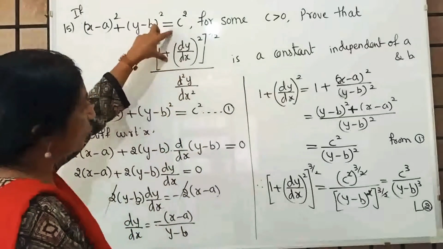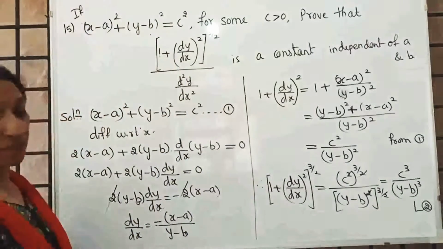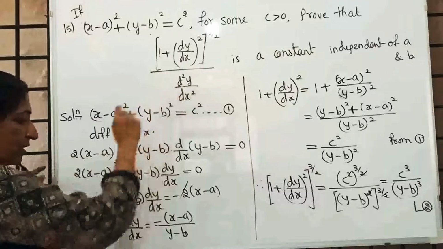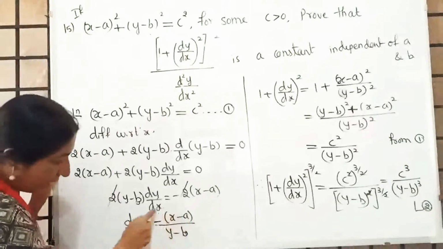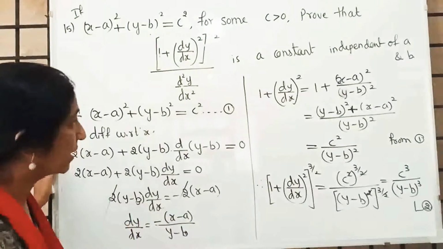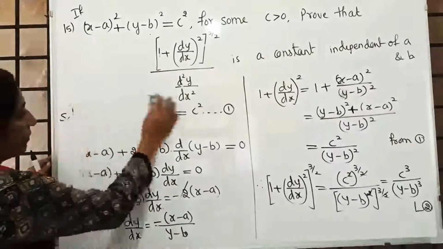Now we completed the numerator. We are moving to d square y upon dx square, that is the double derivative. Already we are familiar with dy upon dx. So write down that dy upon dx.